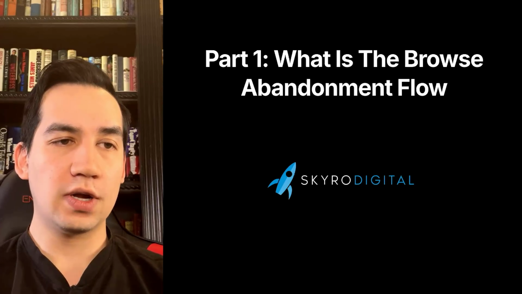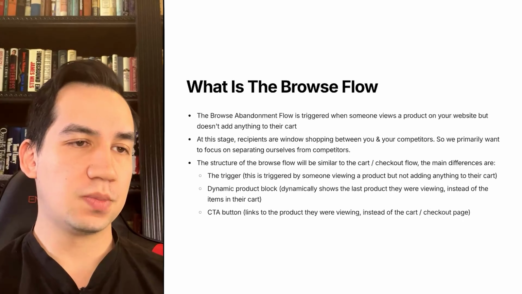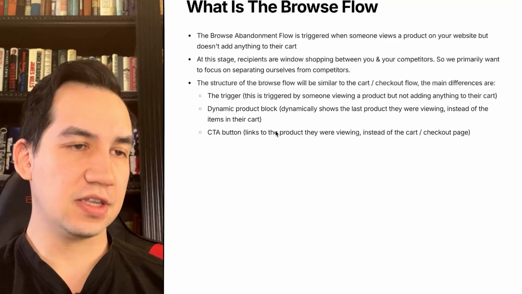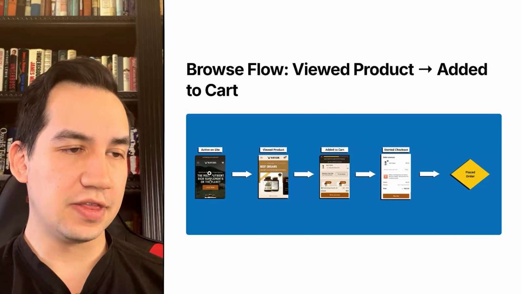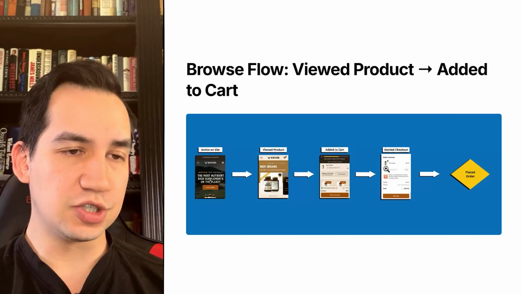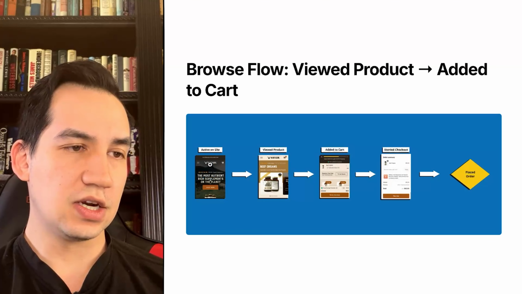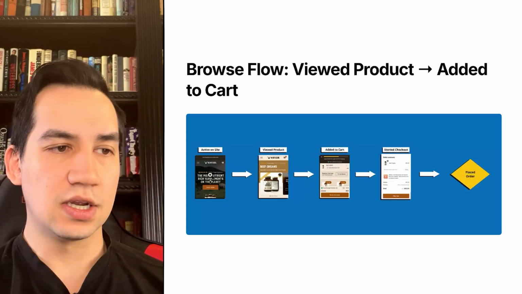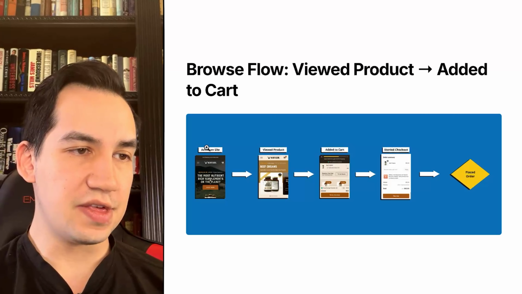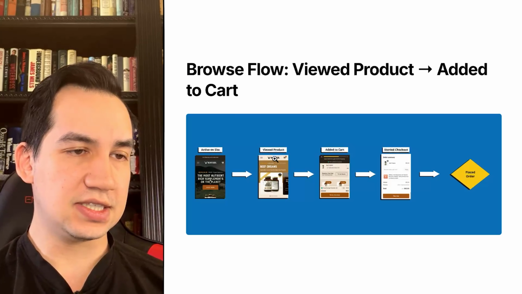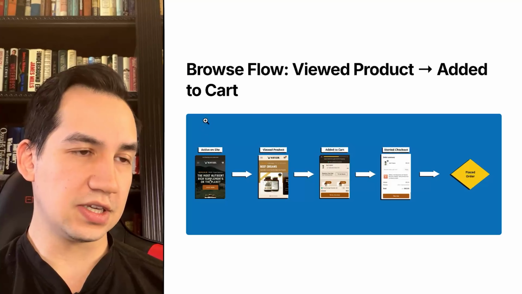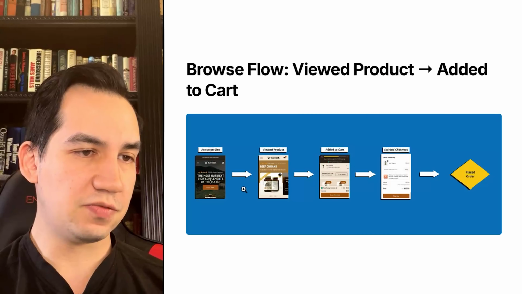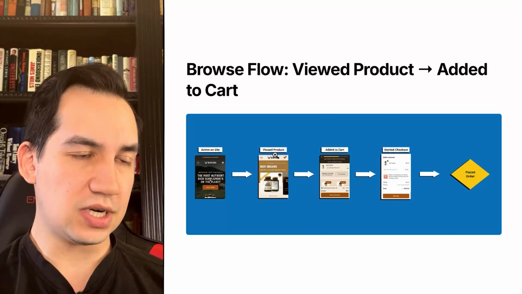All right. Part one, what is the browse abandonment flow? The browse abandonment flow is triggered when someone views a product on your website but doesn't add anything to their cart. As you can see right here, this is the funnel that every customer to your store goes through, from opting into your email list, coming from paid ads or an organic post. They opt into your email list, and then they're either active on site and view a product, or they could leave the page. If they leave the page, they are followed up at this stage with the site abandonment flow. But here is where the browse abandonment comes in.